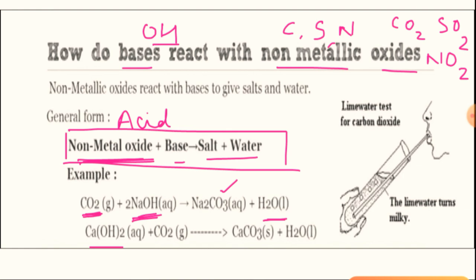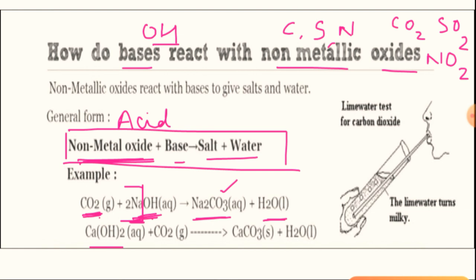So we'll take the cation from the base. Always we take the cation from the base. So the cation, sodium, from the base we have taken, and this sodium will react with CO2 and oxygen. So it forms sodium carbonate. How this third oxygen has come, don't bother about all these things. Just remember that carbon dioxide, when it reacts with a base, will produce carbonate as a salt.